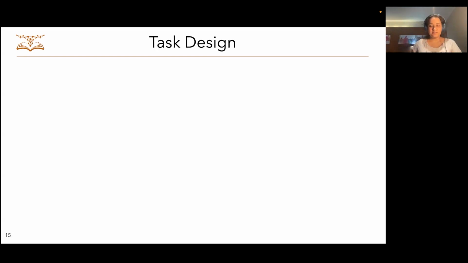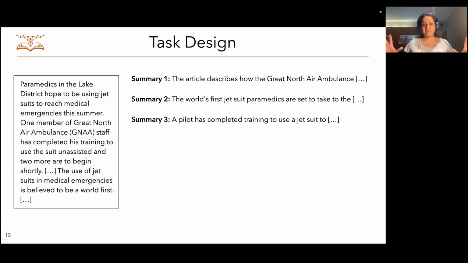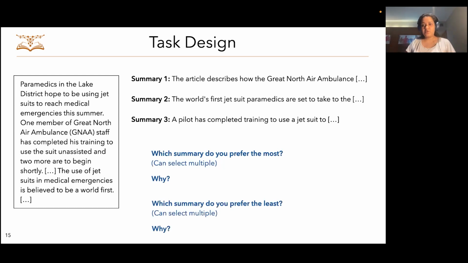Now, let's move on to the task design. The basic task that we gave to human annotators was this. We showed them the input article, which is on the left, and we showed them summaries by these three models. And we chose the order of these summaries randomly for each annotator. And we asked them two questions. First, which summary do you prefer the most? They were allowed to choose multiple summaries, and also asked to provide a free text explanation of why they chose that summary. Next, we asked them which summary do you prefer the least? And again, they were allowed to select multiple summaries, and they had to provide an explanation of why they did that.